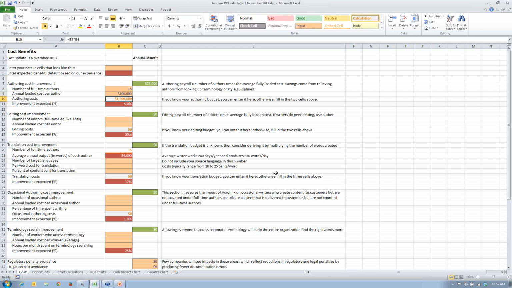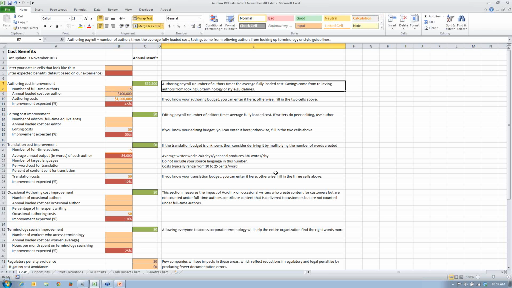Nice if you can get it, and that establishes a starting point for, okay, so how much improvement do we think we could get, improve our author experience, our author efficiency if we used Acrolinx? And where does that come from? Well, it comes from relieving authors, say, from looking up terminology or looking up style. Since it's all built into Acrolinx, authors can save time.